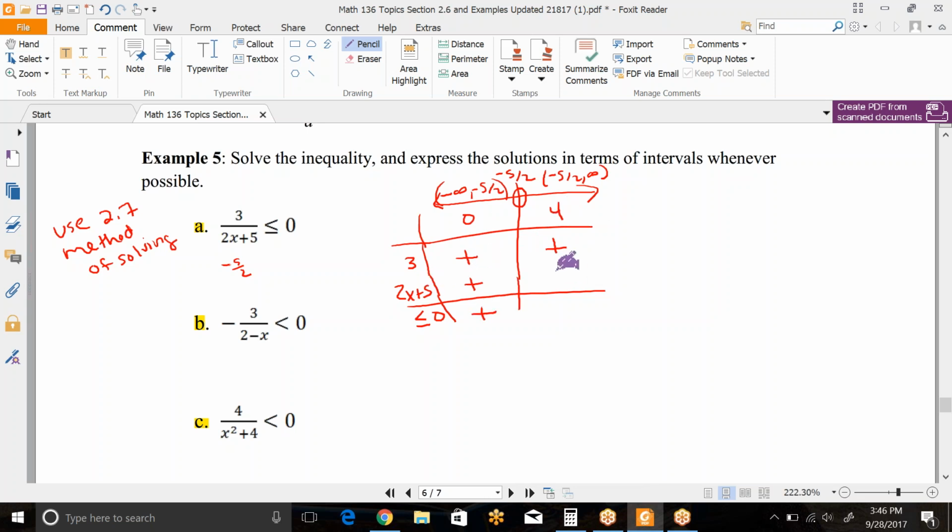And this is also positive. Wait. Oh, I did this wrong. Sorry. The one thing I told you guys to be careful of. Let's refix our interval.